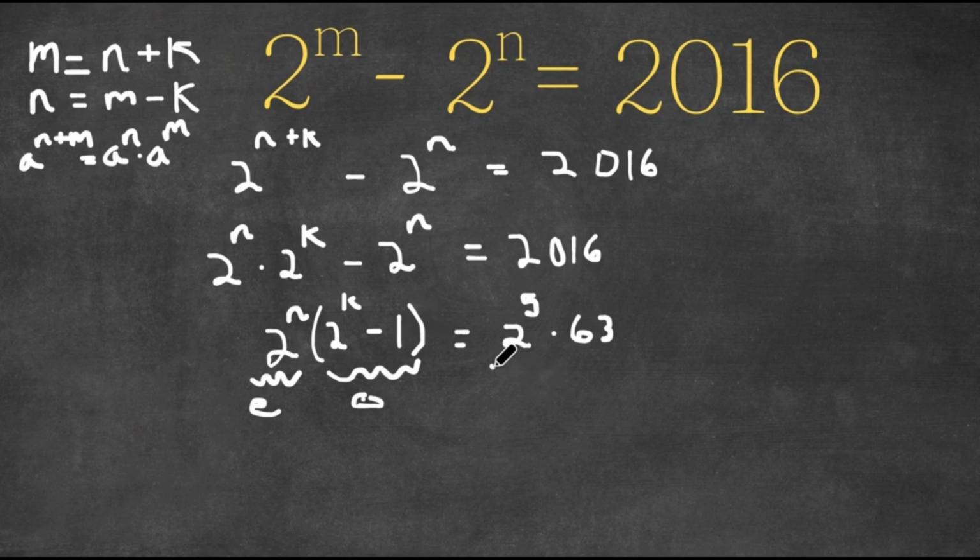And now from this, remember, this is even. 2 to the power of anything will result in an even number, and 63 is odd. So I'm writing O for odd. Now I'm going to set the evens equal to each other. So 2 to the power of n equals 2 to the power of 5. And because these two have the same bases, we know that the exponents are equal to each other, meaning n is equal to 5.